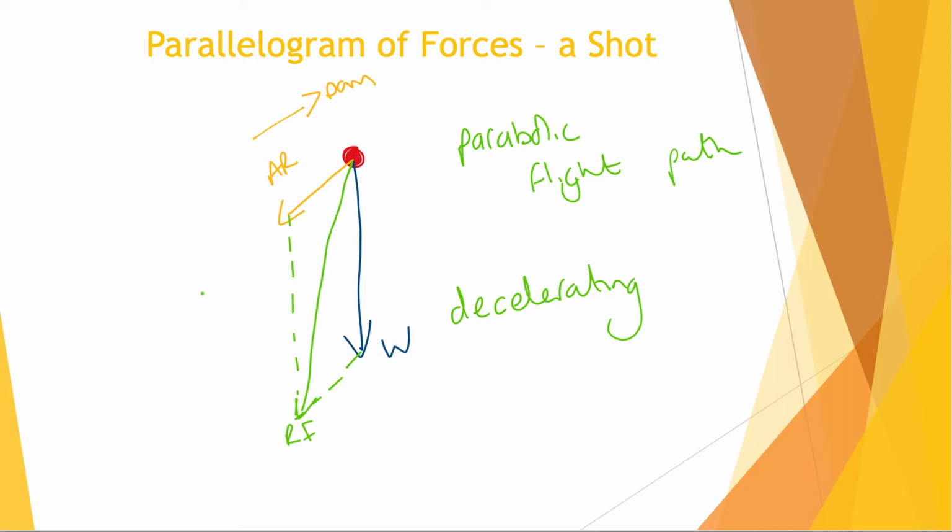And we know that's true because once that shot put is released from the hand of the thrower, all the time we know that that shot put is decelerating.